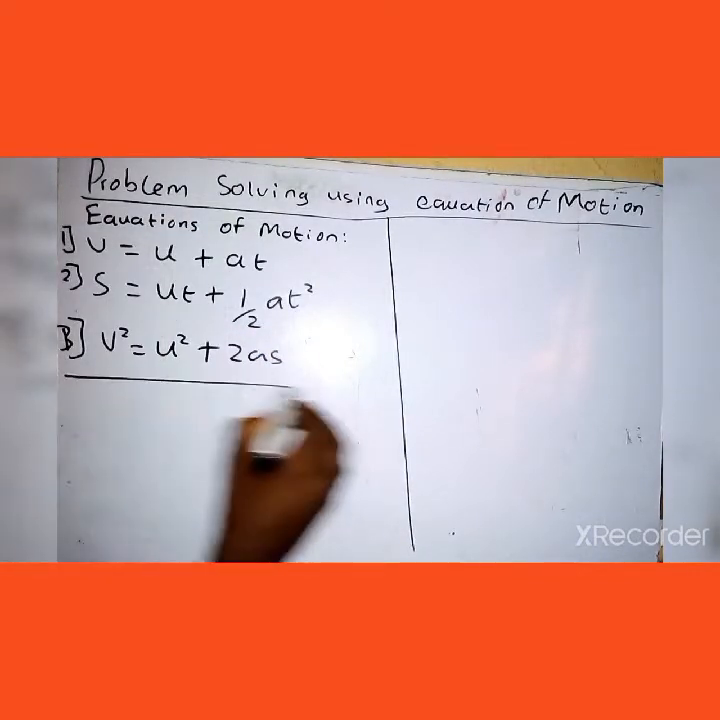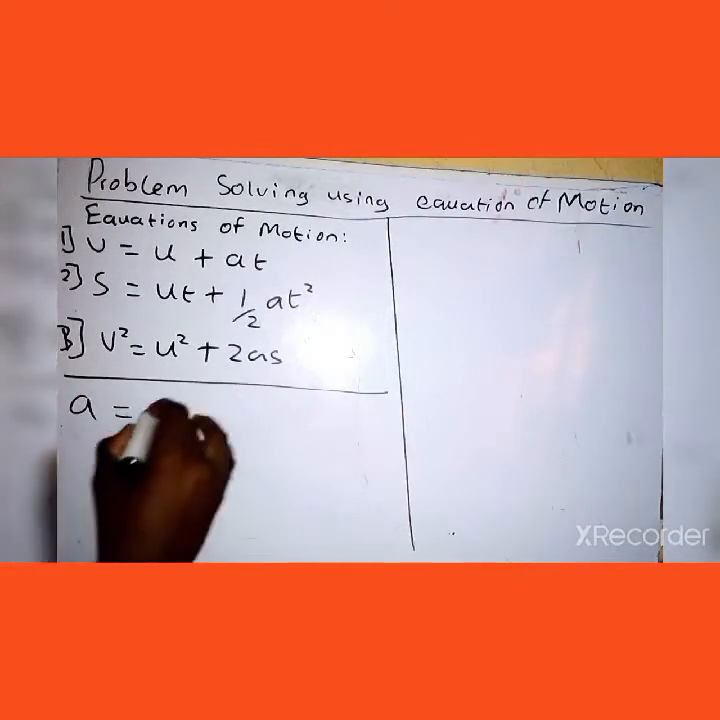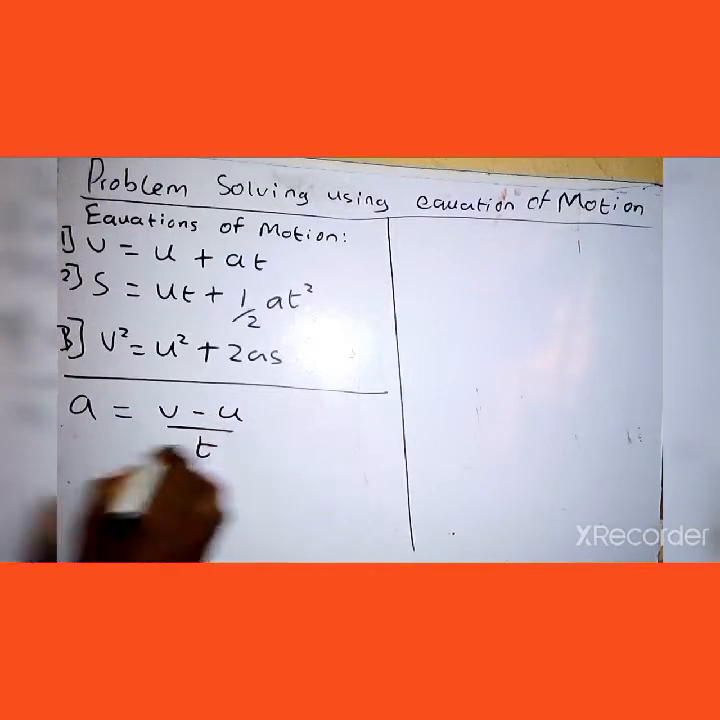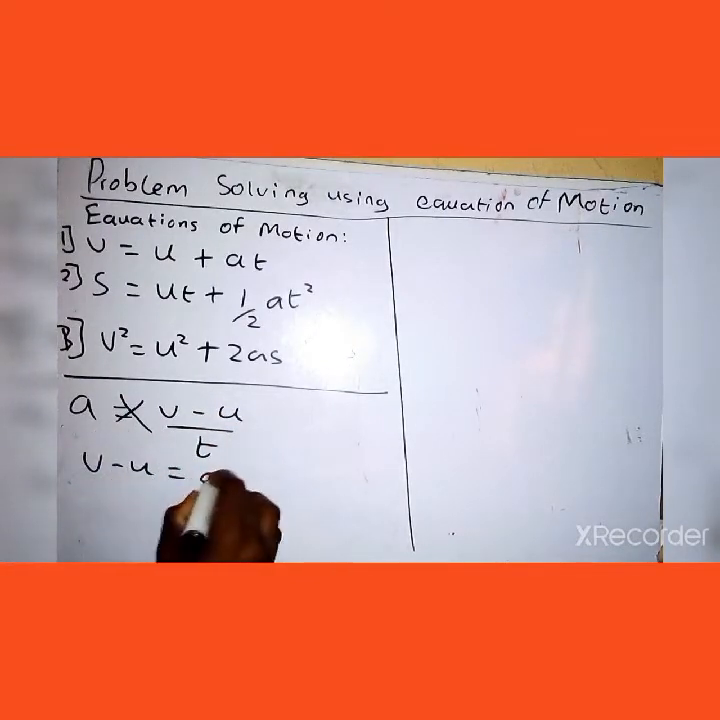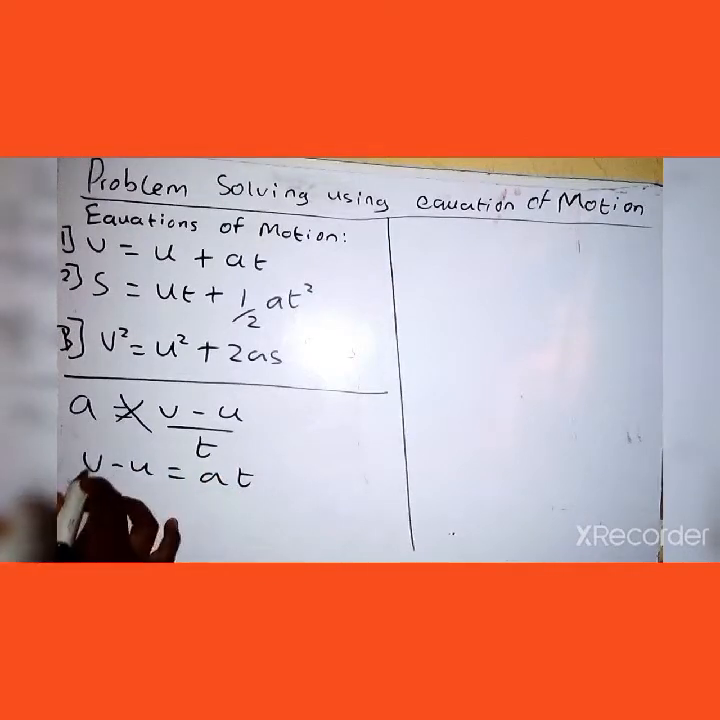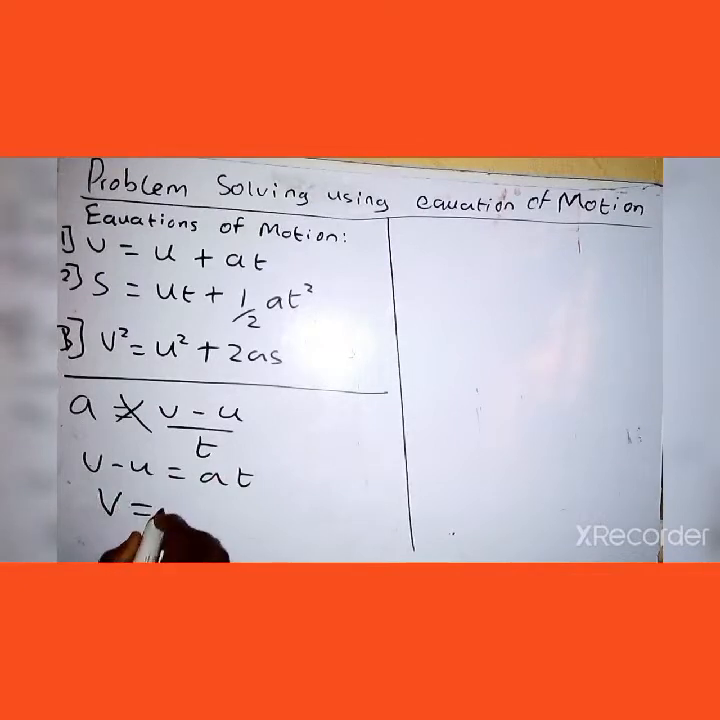For the first one, we can derive it from acceleration, which is equal to v minus u over t. By cross multiplying, we have v minus u equals at. Now making v the subject of the formula, we have v equals, u coming to this side will be positive, u plus at.